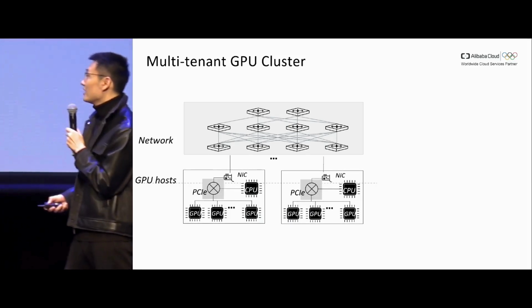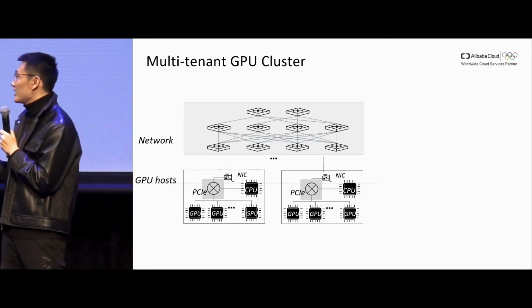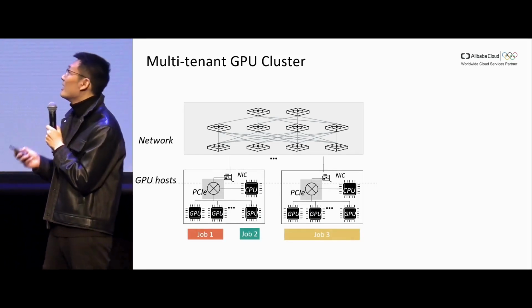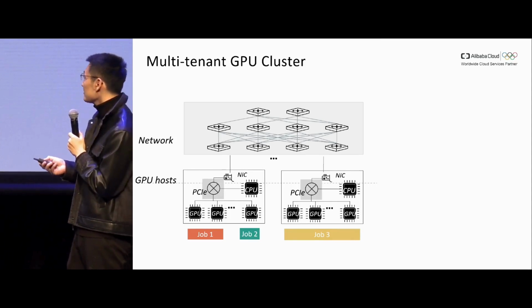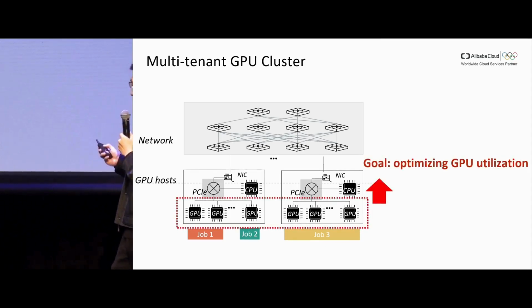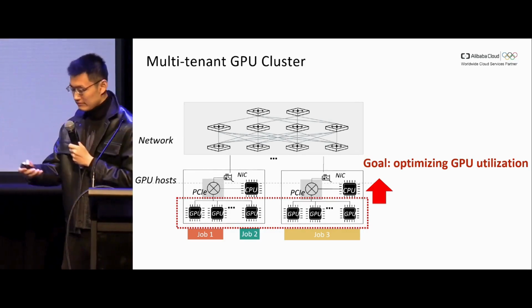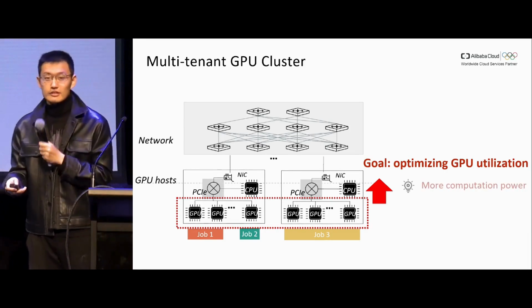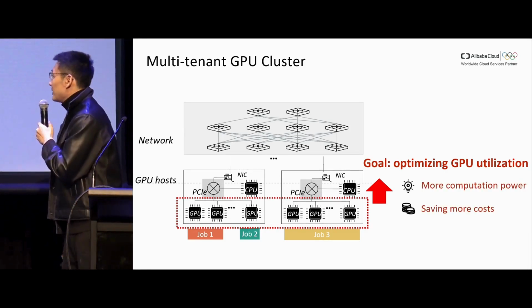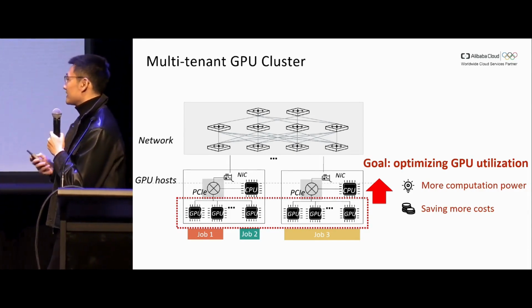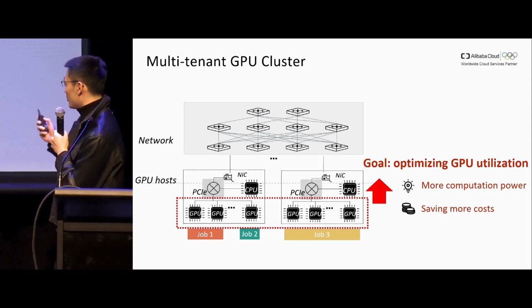In deep learning training, most GPU cluster providers try to serve multiple deep learning training jobs in one cluster. We call it multi-tenant GPU cluster. The goal of this design is to optimize GPU utilization, that is, to keep more GPUs working at all times. Based on our production experience, high GPU utilization means the GPU clusters can do more computation and make more profits.